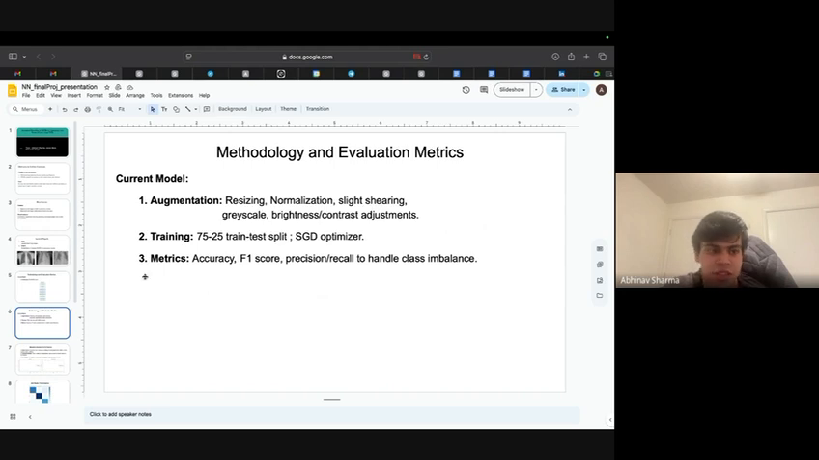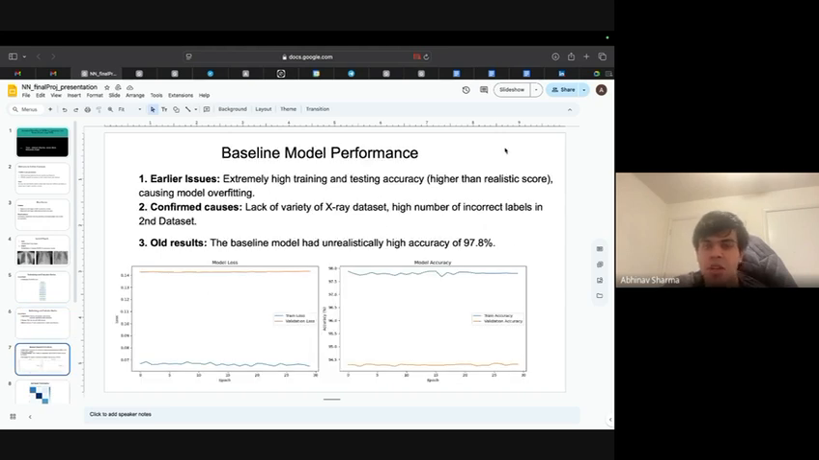precision, recall as metrics. Our baseline model is a vanilla neural network with some regularization techniques such as dropout, L1 norm, etc. But we had a higher than realistic score in which our model overfit, and the causes were that there was a lack of variety of X-rays in our dataset and a high number of incorrect labels in the second Kaggle dataset. And we can verify these results because the graph for model loss and model accuracy does not resemble what the graph looks like for an ordinary neural network.